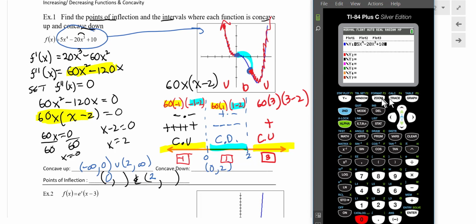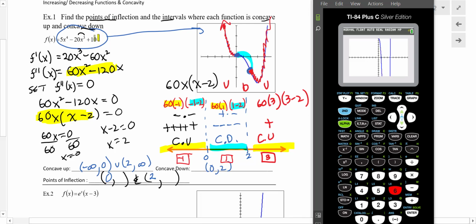So what I'm going to do is just do this in a standard window, and you'll get roughly the same graph I have here. I don't remember what window I used. I probably changed my window. One thing that's helpful to know, do you guys know what the significance of that 10 is in the function? That's the y-intercept, right? Anytime you have a polynomial, that constant term is the y-intercept, so it's intercepting at 10.